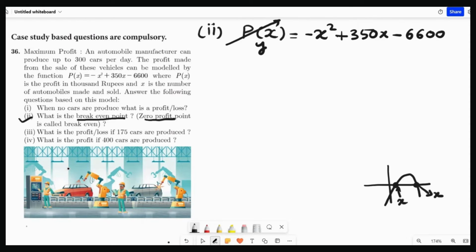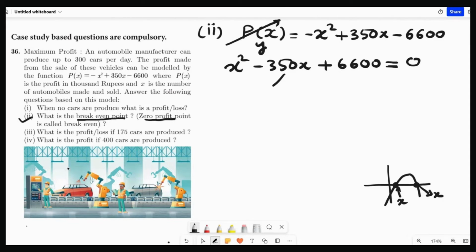So y is 0. Our equation, -x² + 350x - 6600, is equated to 0, and multiplying by -1 throughout, the equation turns out to be x² - 350x + 6600 = 0. This is equal to 0, meaning x is there but y is 0, meaning no profit.